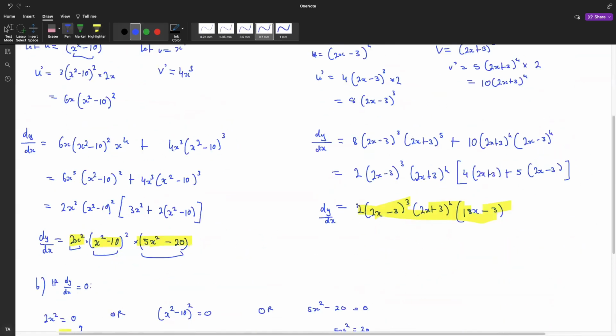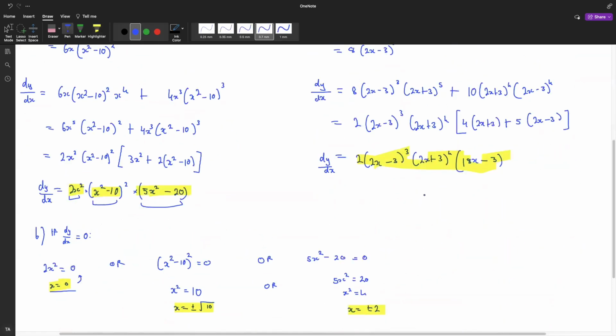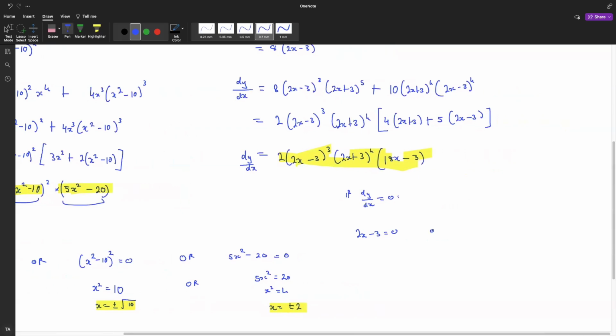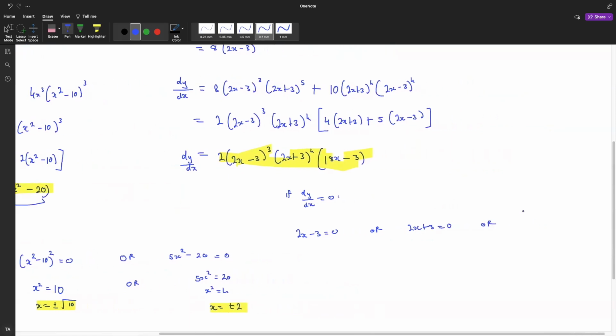So again, if dy over dx is equal to 0, that means that either 2x minus 3 has to equal 0, or 2x plus 3 is equal to 0, or 18x minus 3 is equal to 0. Okay? So if 2x minus 3 is equal to 0, that means that 2x is equal to 3, and x is equal to 3 over 2.